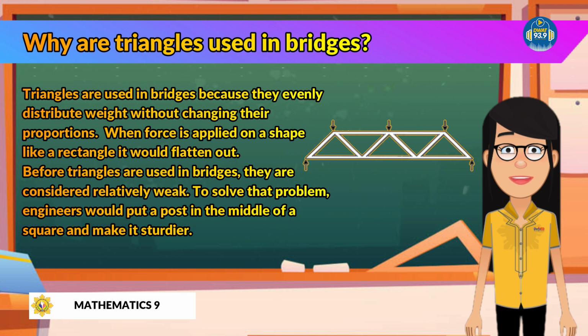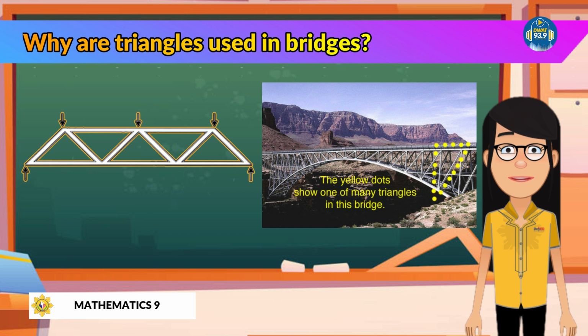When force is applied on a shape like a rectangle, it would flatten out. Before triangles were used in bridges, they were considered relatively weak. To solve that problem, engineers would put a post in the middle of a square and make it sturdier. This beam turns the square into two triangles that can each distribute weight evenly.